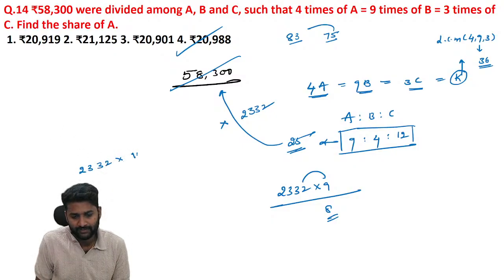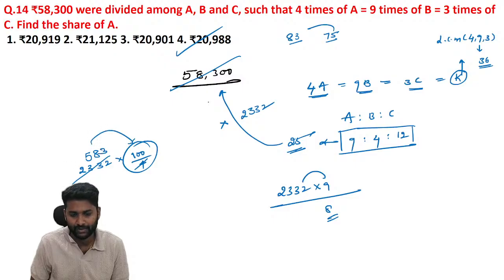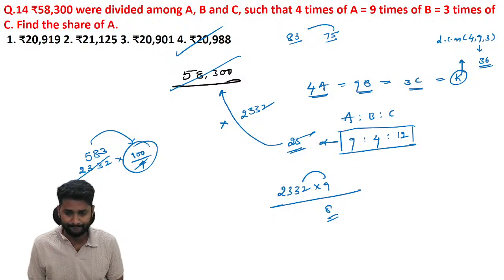2332 is multiplied with the 25. Do one thing, guys. 25 can be considered as 100 by 4. Now 4 exactly. 4 into 5, 20. 4 into 8, 32. 4 into 3 is 12. So 583 into 100 is 58,300.